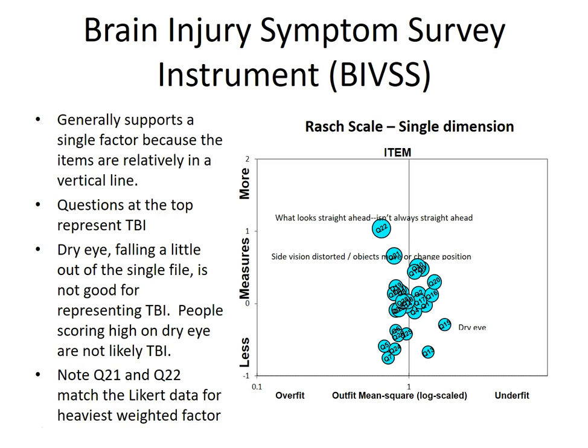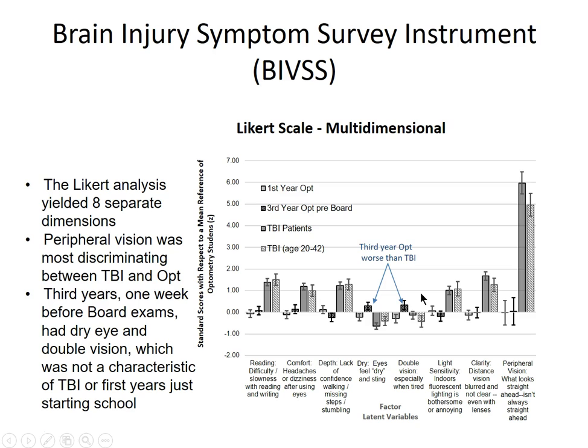Although you can see that if it was a perfect scale, all these little bubbles would fall on this line that's going straight up the middle here. And you can see they deviate, some deviate more than others. And here's the dry eye question. You can see it's fallen off to the right. And that is not a good question to discriminate between TBI. And in fact, in the total score, we don't use that because, as we've seen up here, dry eye is good for third years, but not discriminating for TBI people. The double vision one isn't very good either.